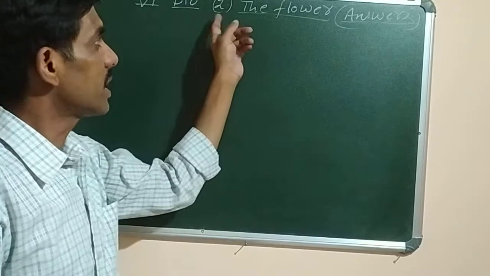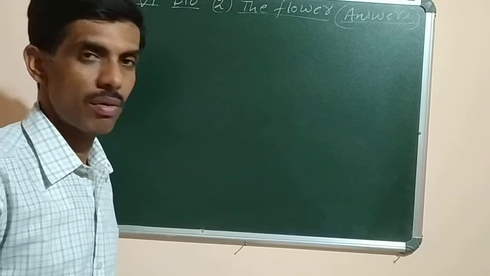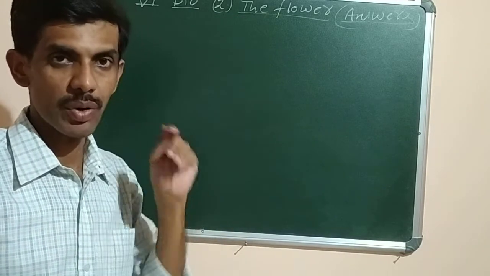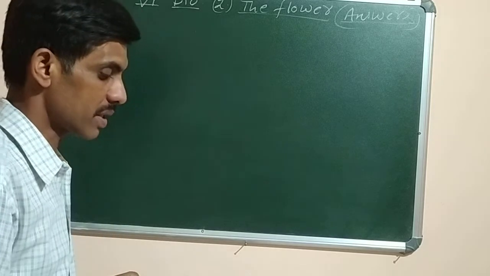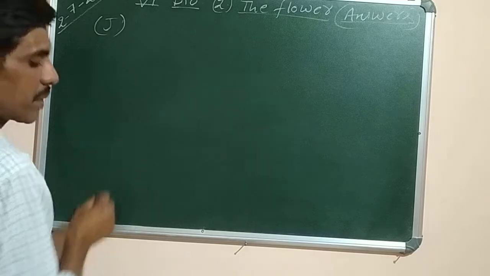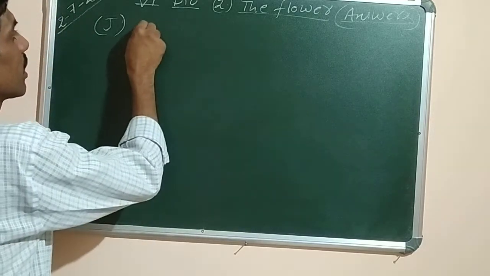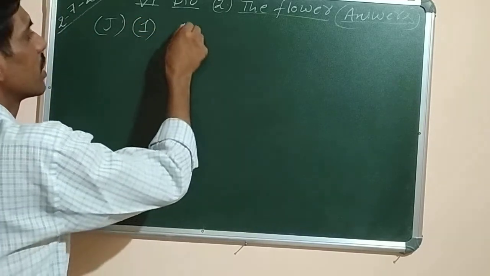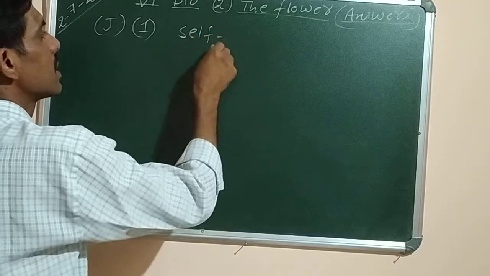We had already completed chapter 2, the flower. Now some answers of the exercises we have already completed. Today we have to start with question number J. Differentiate between. I will do one or two here on the board. After that I will show you the answers in that paper.